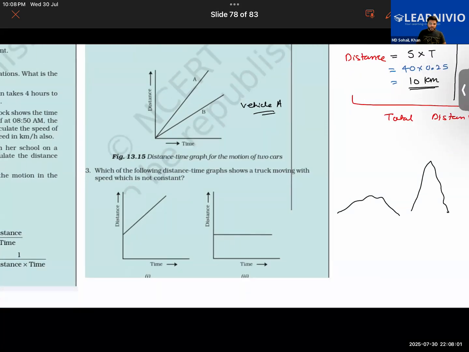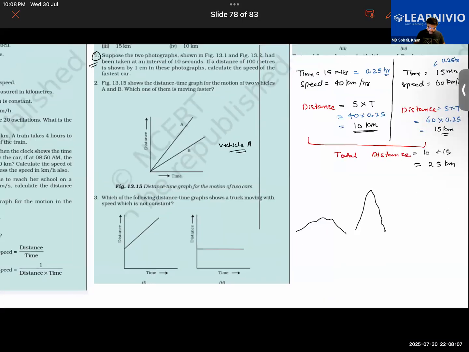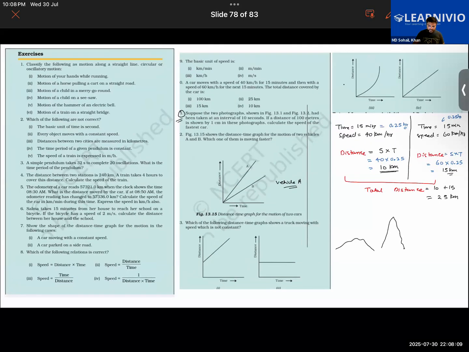Question number 3: which of the following distance-time graphs shows a truck moving with a speed which is not constant? Four different graphs have been shown here: 1, 2, 3, and 4. Which shows a truck moving with speed which is not constant? Sir, option 3. Option 3. What about others? Not option 1, option 3.